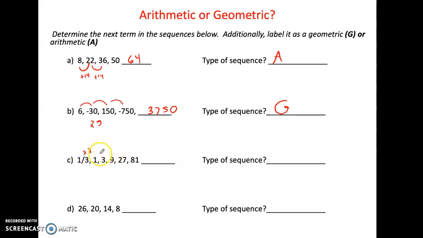It's easier really to look in the middle. And you can see 1 times 3 is 3, 3 times 3 is 9. So if we continue, the next term here would be 243, and because we're multiplying, it's geometric. And then here we are subtracting 6. So the next term would be 2, which is arithmetic. So arithmetic is adding or subtracting, because really you're adding a negative 6.